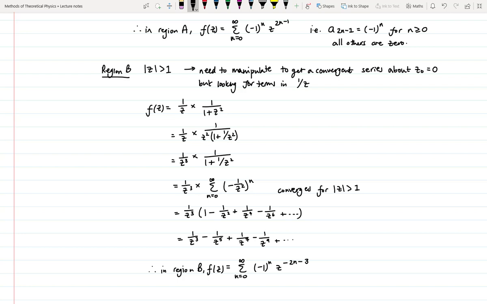We can write this in coefficient form, that a minus 2n minus 3 are given by minus 1 to the n for n greater than or equal to 0, and all others are 0.